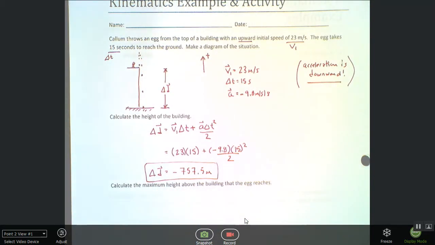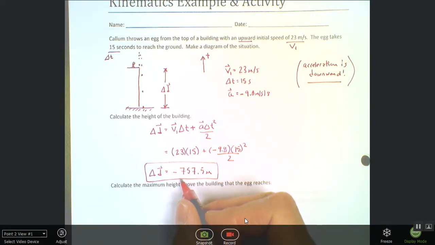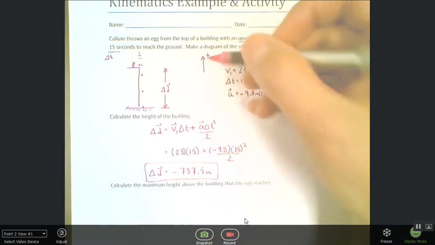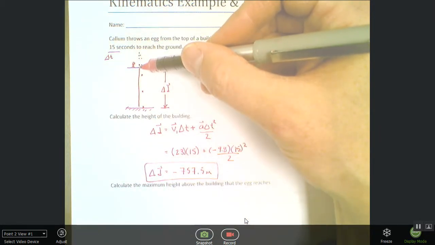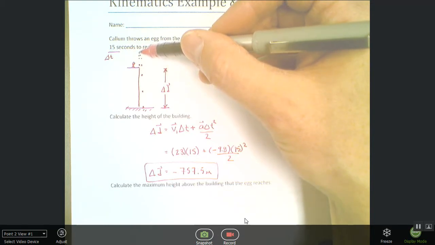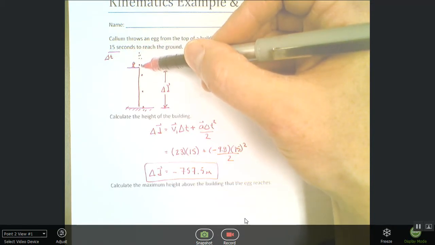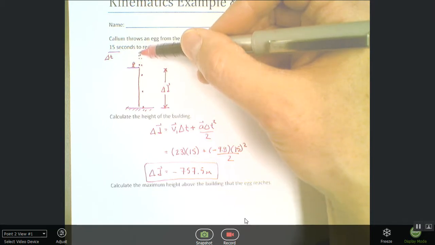Now, some people at this point panic a little bit. They say, what do you mean negative? What does that even mean? We're asking for the height of the building. Well, this negative sign tells us that we chose up as positive. And if you recall that this is a displacement right here, then what it tells us is that when the egg was here, it went up some distance and fell back down that same distance. Well, on the way up, that's a positive displacement.